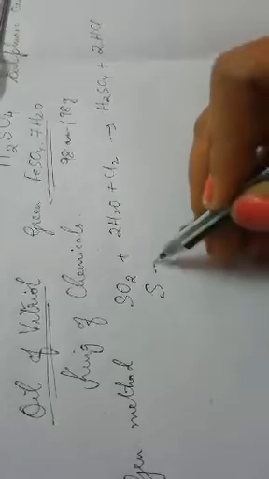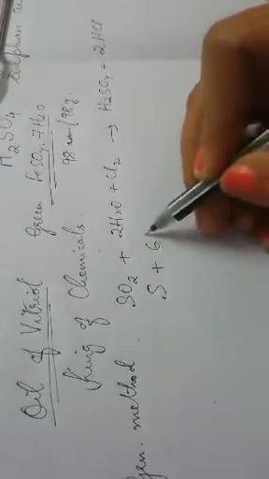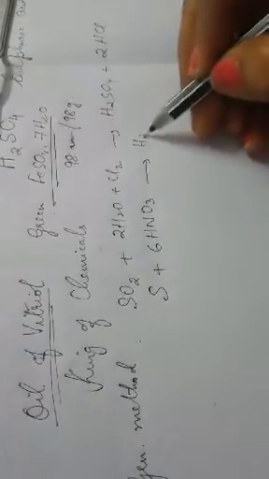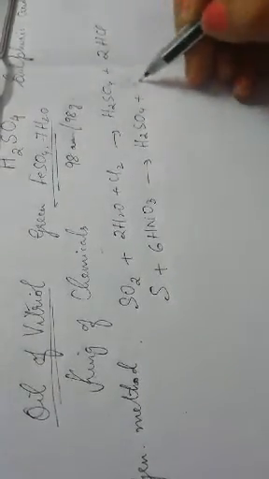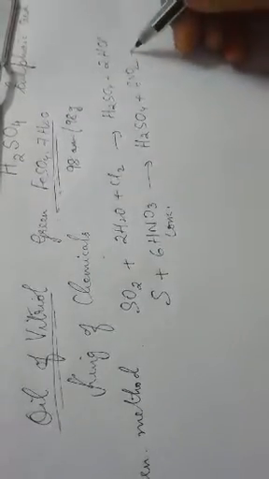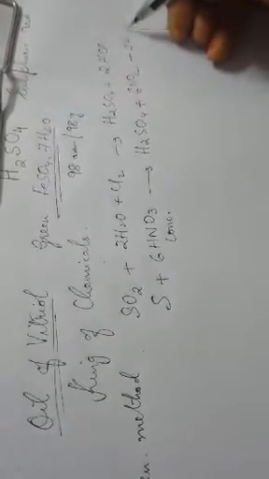Another method is by the oxidation of a nonmetal sulfur by an oxidizing agent, which is nitric acid. You get sulfuric acid plus of course nitrogen dioxide. This should be in the concentrated form, plus you get water.